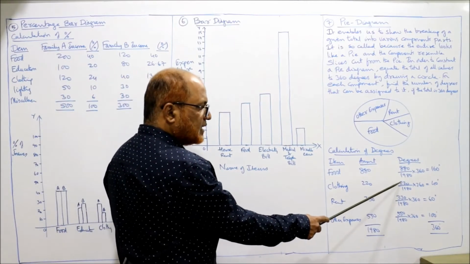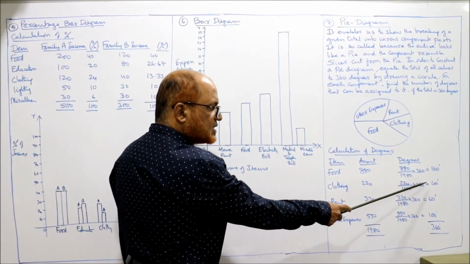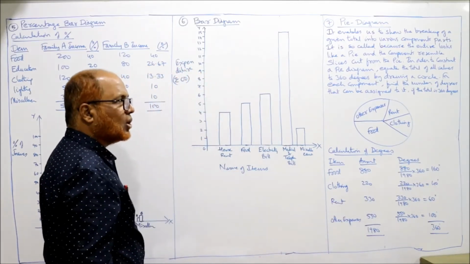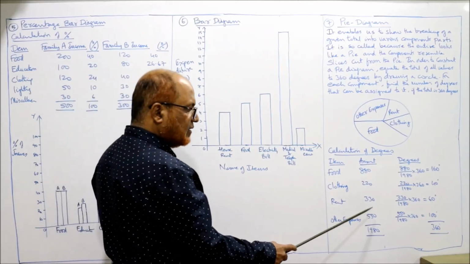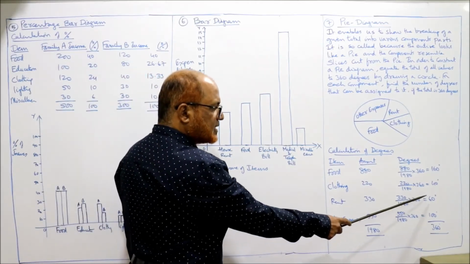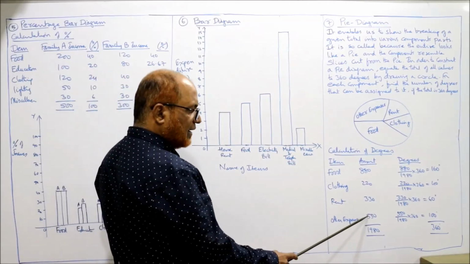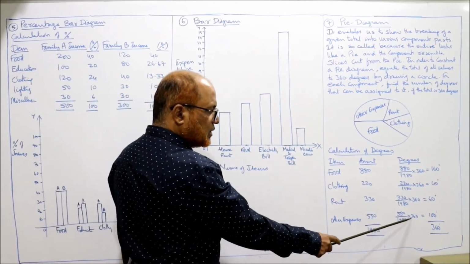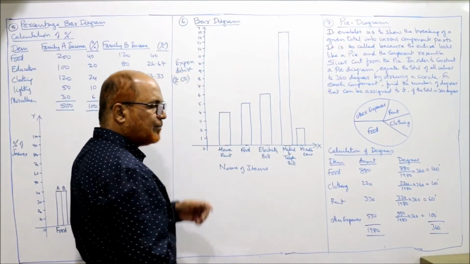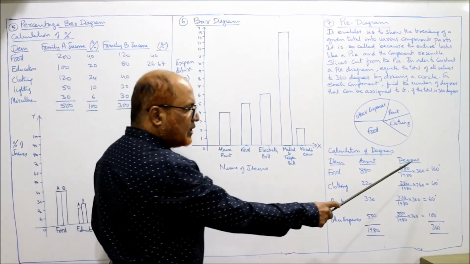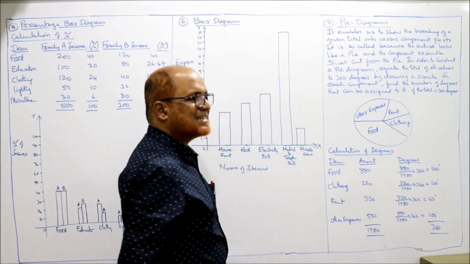Similarly, 220 divided by 1980 into 360. 40 degrees is on clothing. And 330 divided by 1980 into 360. 60 degrees is for rent. And other expense of 550 divided by 1980 into 360. 100 degrees is for other expenses. Now if you take the total of the degrees, you will get 360 degrees.